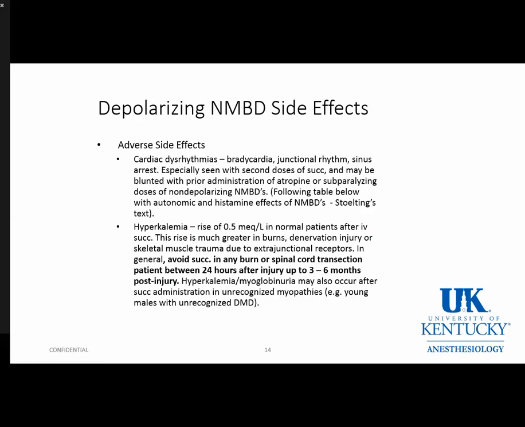Let's look at some of the adverse side effects. Cardiac dysrhythmias certainly can occur with succinylcholine since they are acetylcholine-like analogs. Bradycardia, junctional rhythm, and sinus arrest can all occur, particularly following a second dose. We know that these can be blunted by antimuscarinics to block the muscarinic receptor on the heart, or subparalyzing doses of non-depolarizing neuromuscular blockers can also blunt this effect.